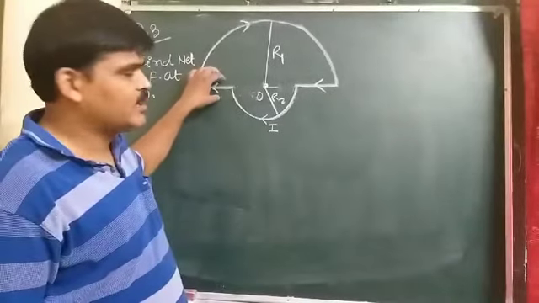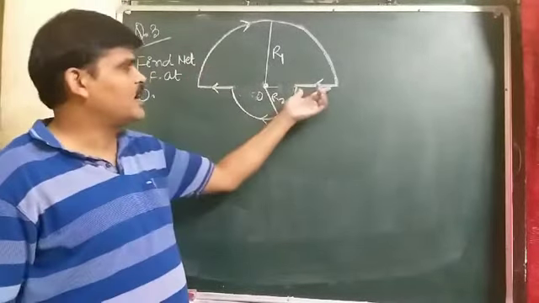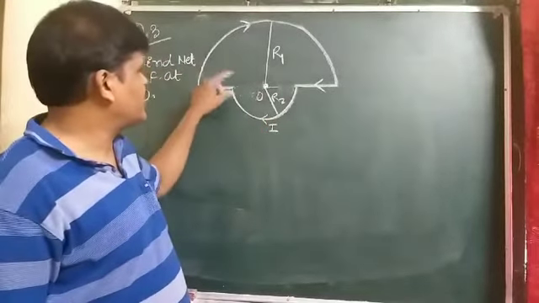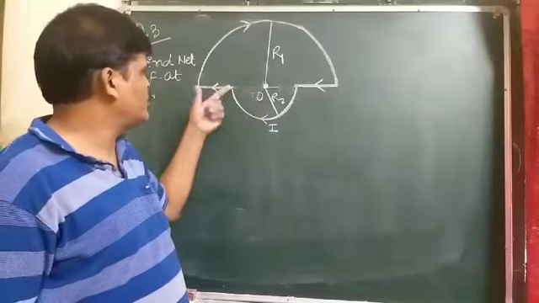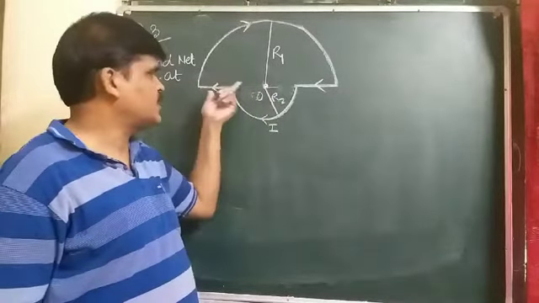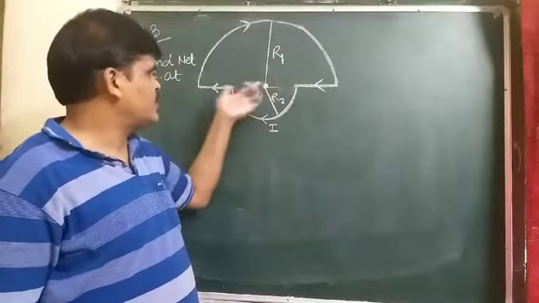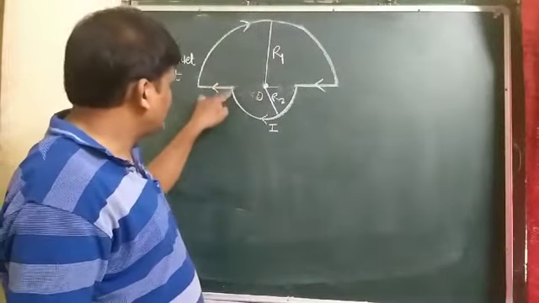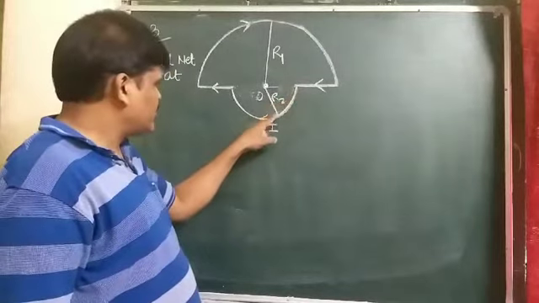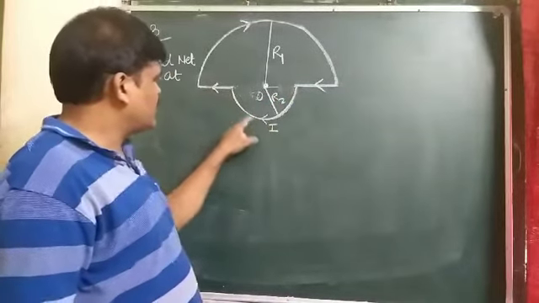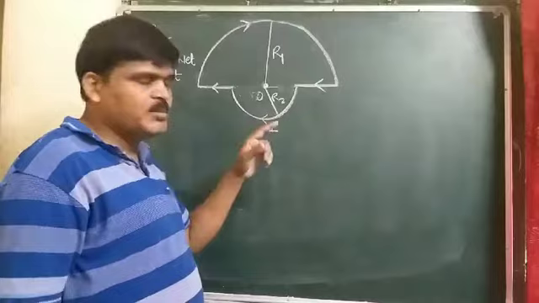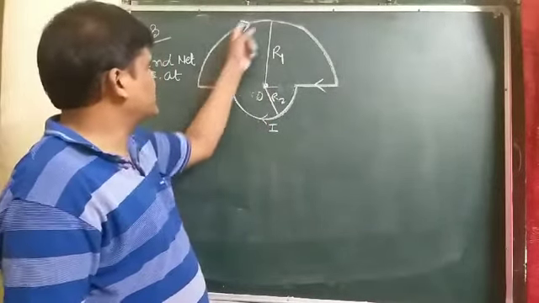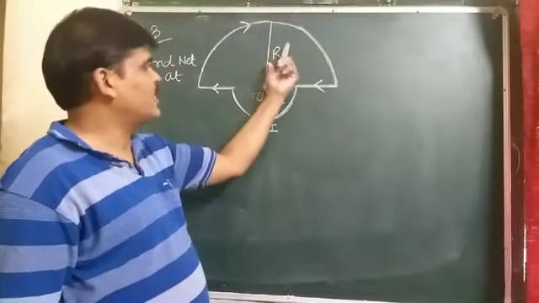So sin 180 is 0, and sin 0 is 0. So there will be no contribution of magnetic field at the point O due to the straight current carrying conductor, because the angle between them is either 0 or 180. Magnetic field at O is only contributed by the semicircular current loop of radius R2 and the semicircular loop of radius R1.